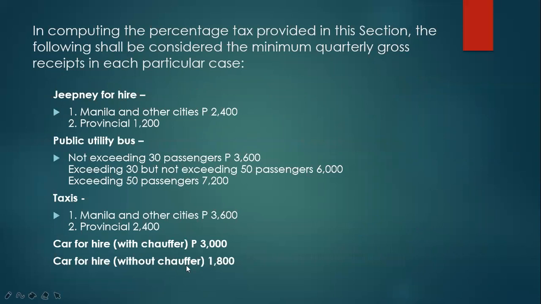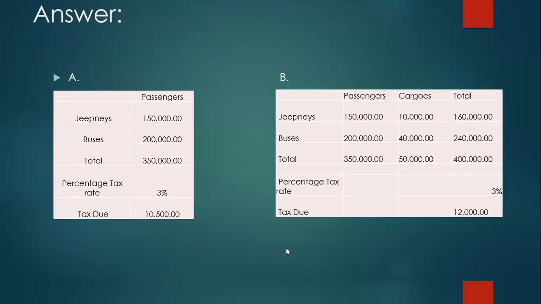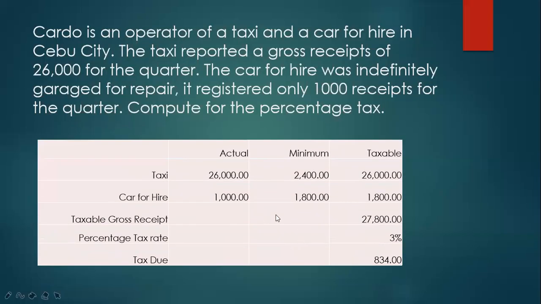Car for hire without a chauffeur, 1,800. Okay? So we use the 1,800 here. Whichever is higher between the actual of 1,000 versus 1,800, we'll use the 1,800. Total all gross receipts, 27,800. Multiply by 3%, that is 834 pesos. That is the tax due for the quarter.